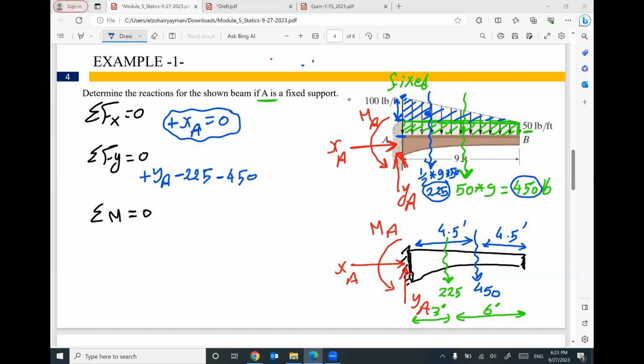Looks like we have a question. Will the load always be given as pound per foot? Yes. Force per unit length. All the loads will be given as force per unit length: pound per foot, Newton per meter, kilonewton per meter, kip per foot. So force per unit length.